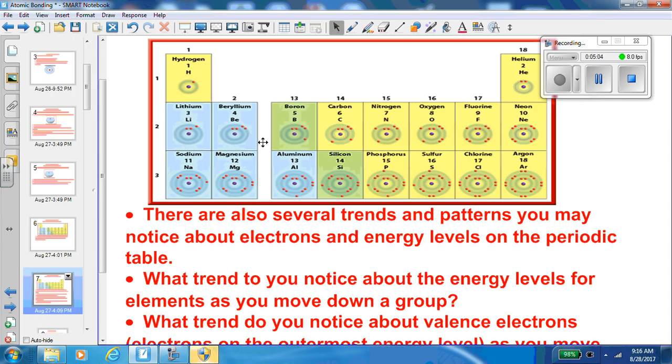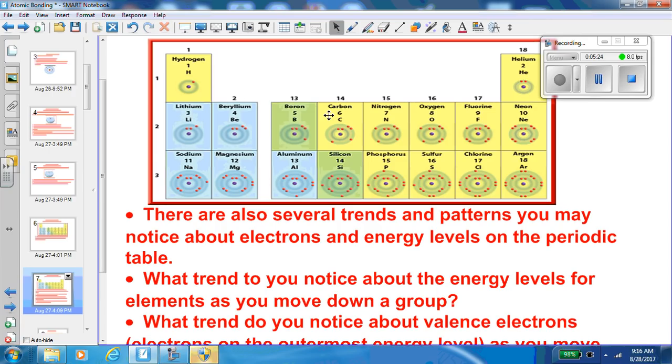If you said 2, then you are correct. So as you move down a group, there are certain trends that you're going to see. We see an increase in the number of energy levels. We also see that there is consistently the same number of valence electrons on that outermost energy level as you move down a group.